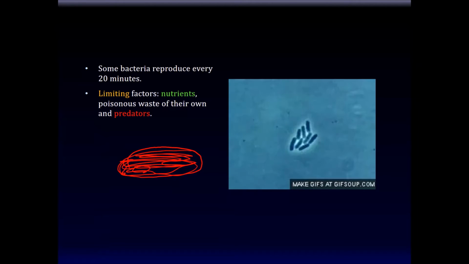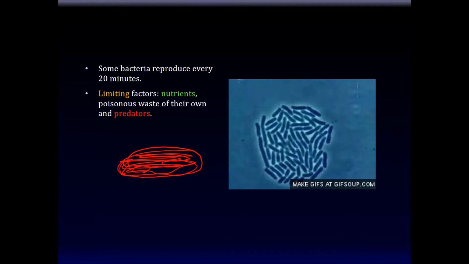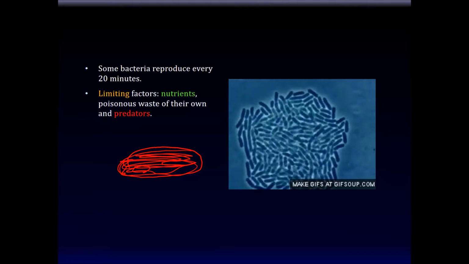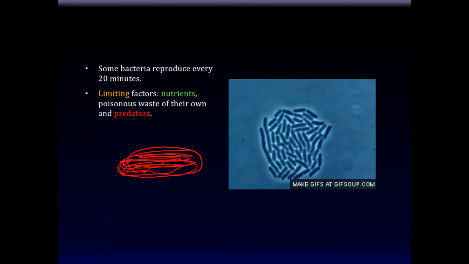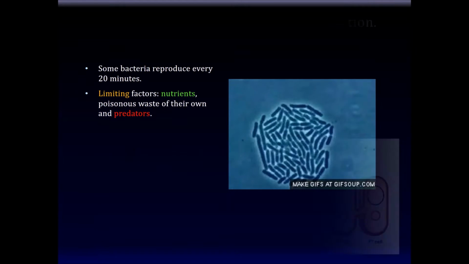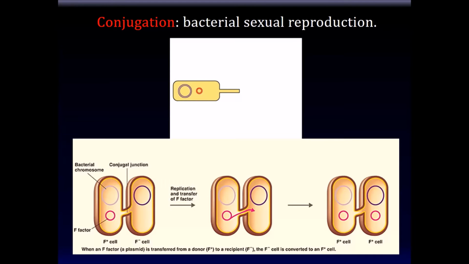Then they also make poisons of their own. They limit their own growth. And they have predators, things that eat bacteria. There are limiting factors that limit the growth of bacteria. Got it? This is sexual reproduction in bacteria, which means what?